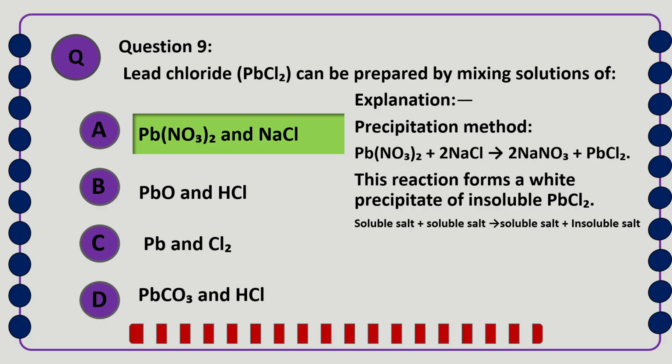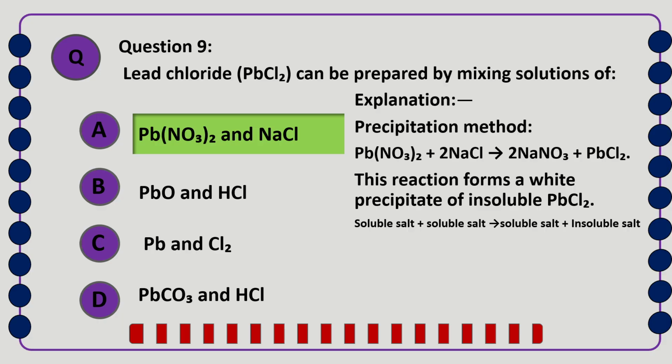For example, if I want to prepare lead chloride, I will take the soluble salt of lead and the soluble salt of chloride. So you can see on the screen, lead nitrate plus sodium chloride will give you sodium nitrate plus lead chloride. This reaction forms a white precipitate of insoluble lead chloride.